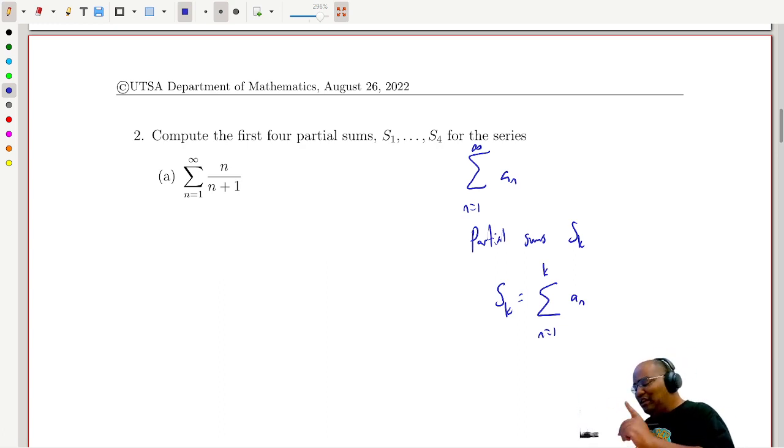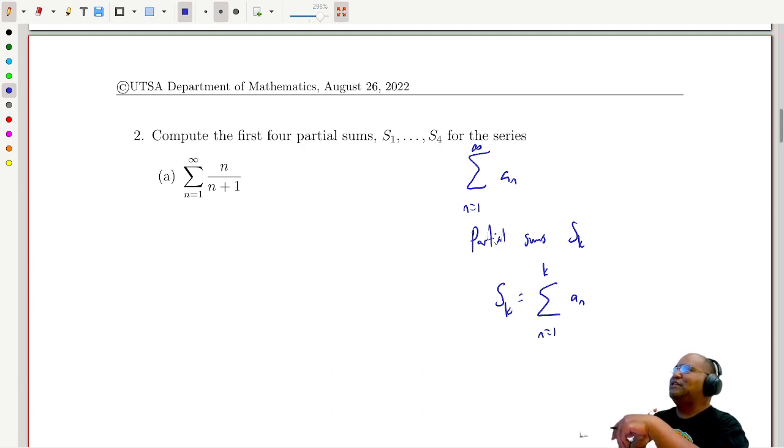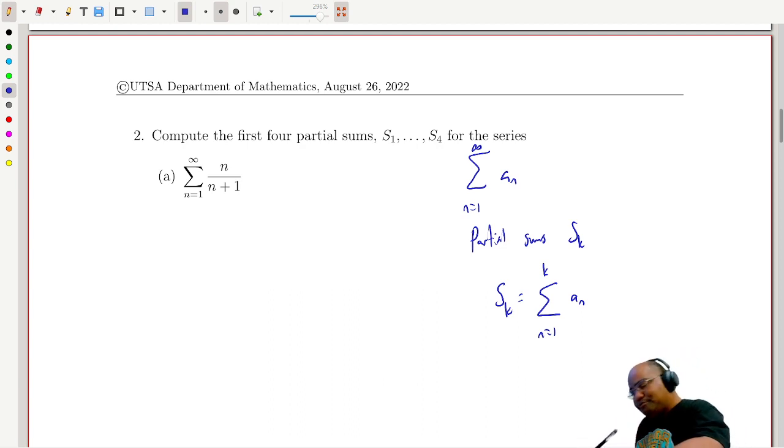And in fact, if you're very clever, you don't have to always generate all the terms every single time. I'll show you what we mean here. Let's take a look at this guy. I want to compute the first four partial sums of this series. We're summing from n equals 1 to infinity of n over n plus 1.